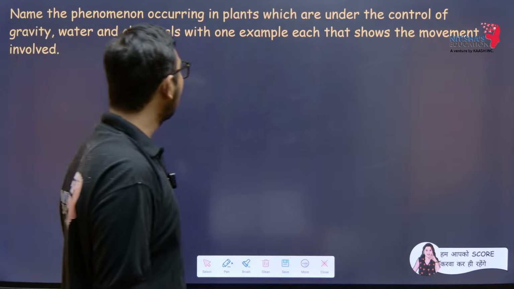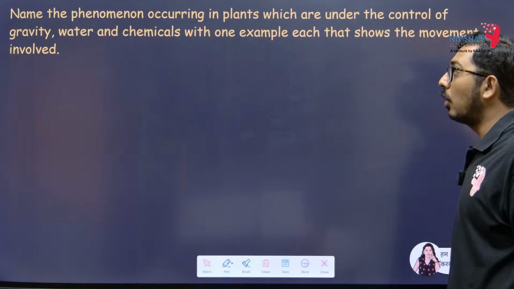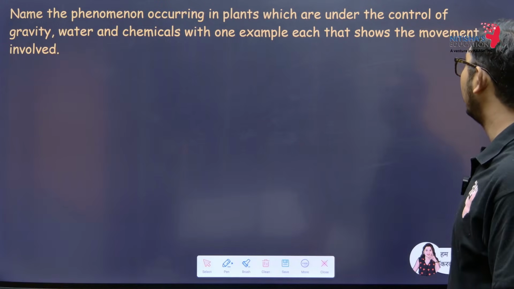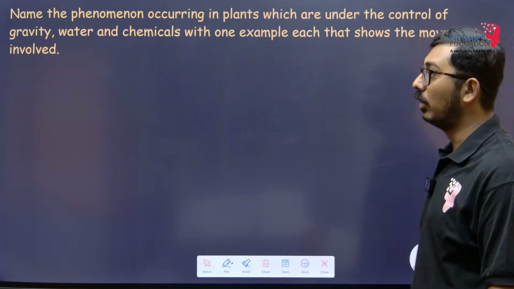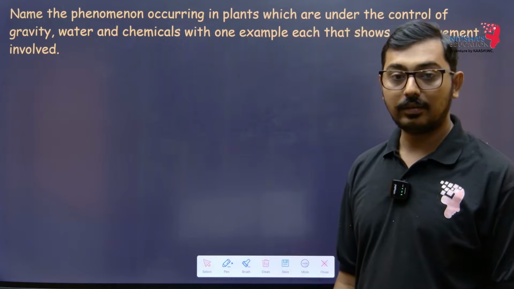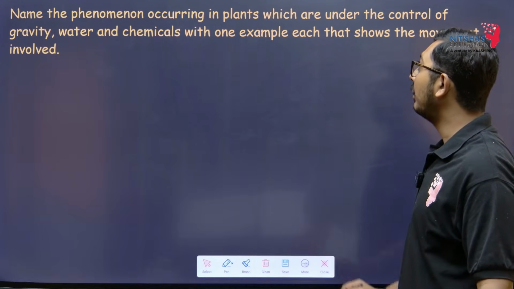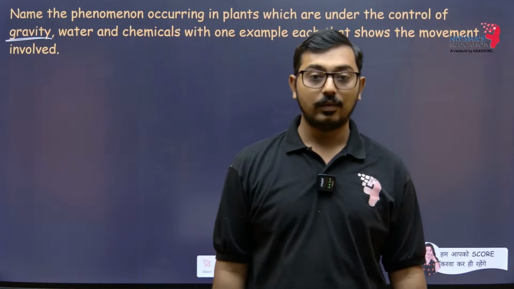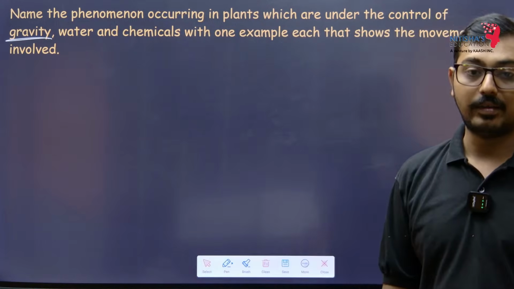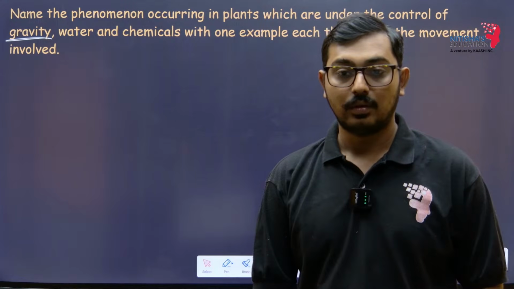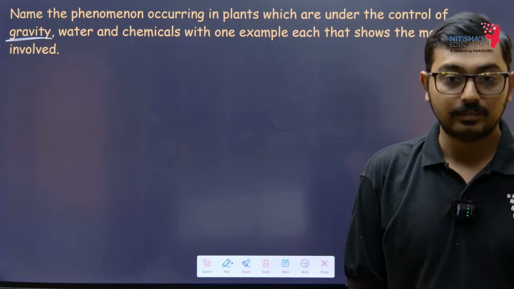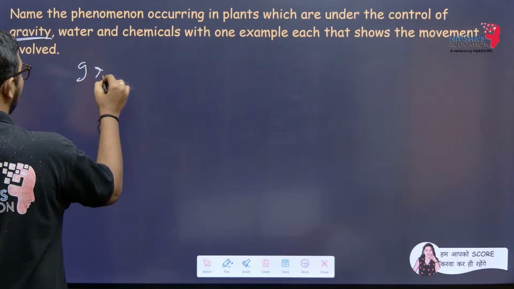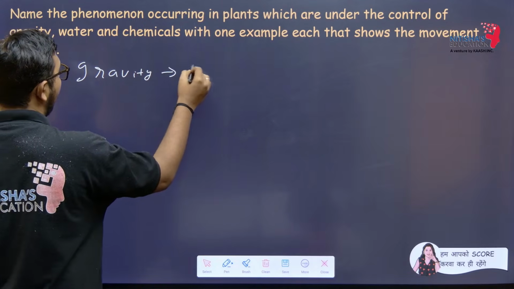Name the phenomena occurring in plants which are under the control of gravity, water, and chemicals with one example each that shows the movement involved. We are required to give the phenomena occurring in plants which are under the control of gravity. Okay, so geotropism would be the phenomena. So for gravity, we will have geotropism.